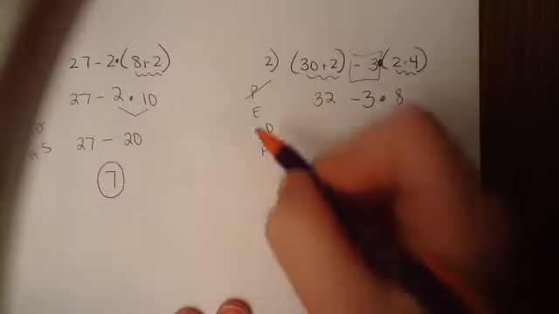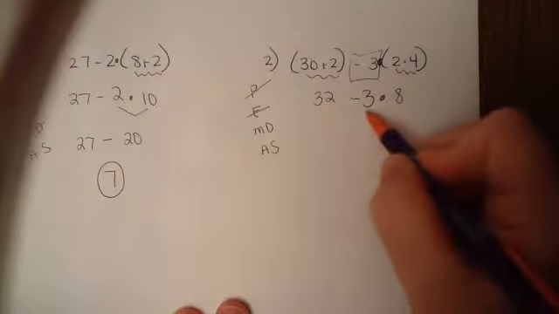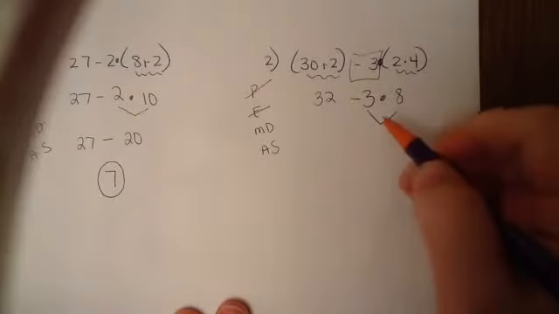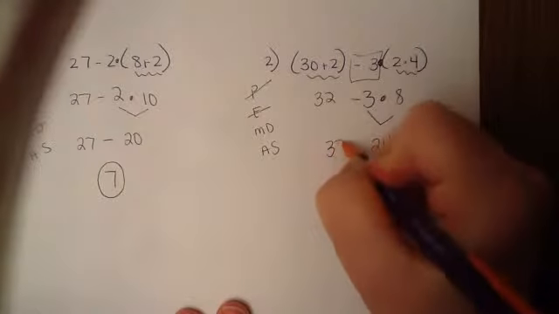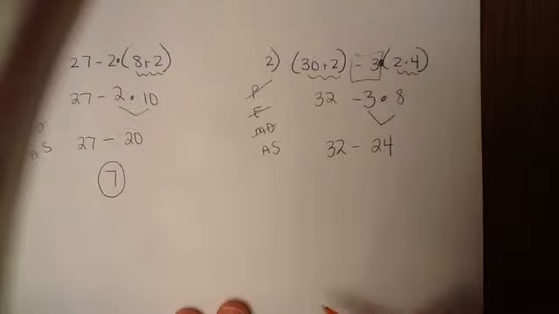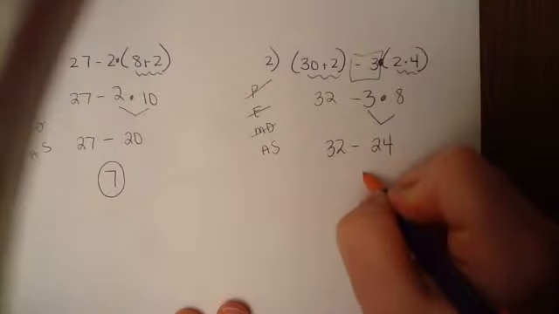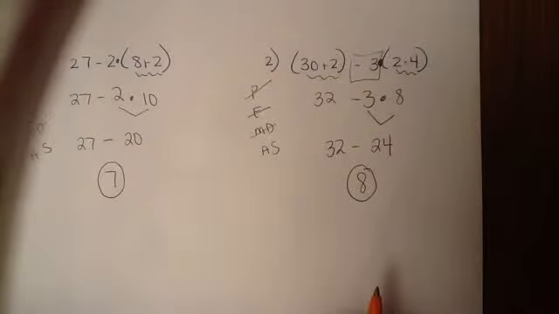Any exponents? Multiply and divide, left to right. 3 times 8. 32 minus 24 is what we are left with. And that is 8. Okay. Follow the order of operations to solve and get your final answer. Nice job. Let's try a few more of these.